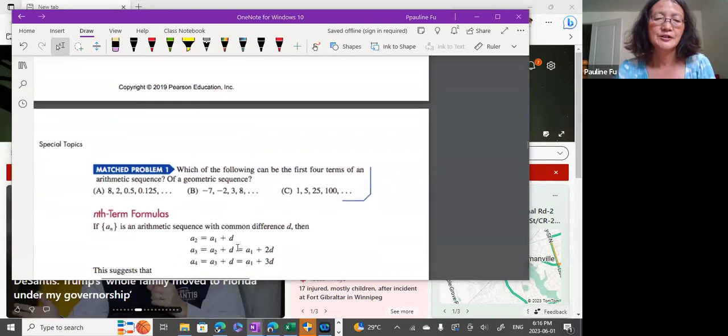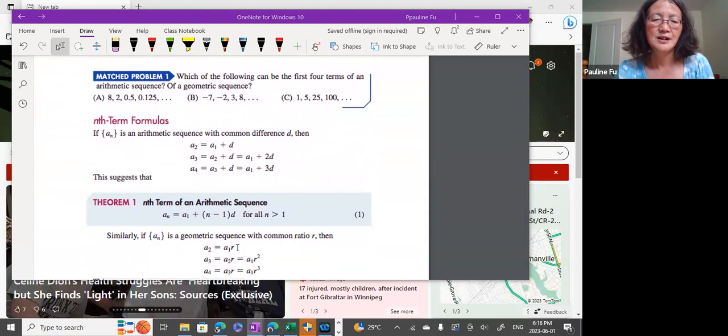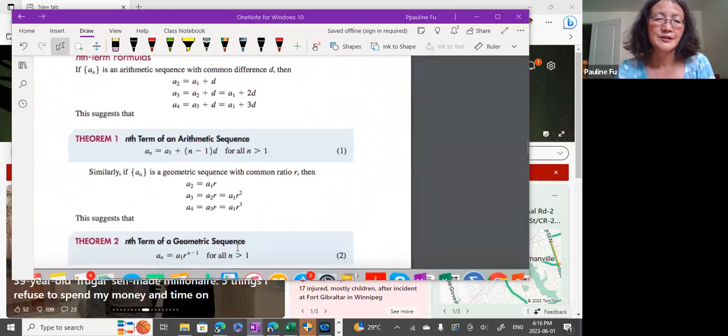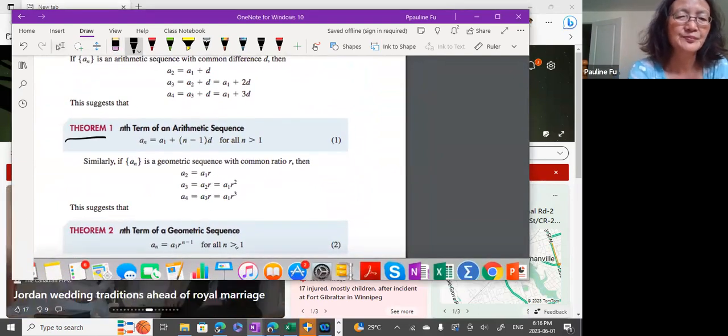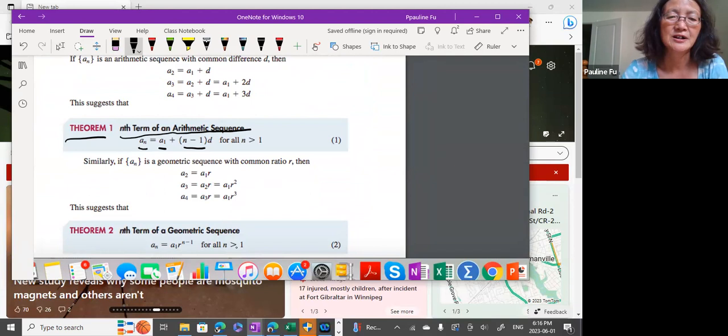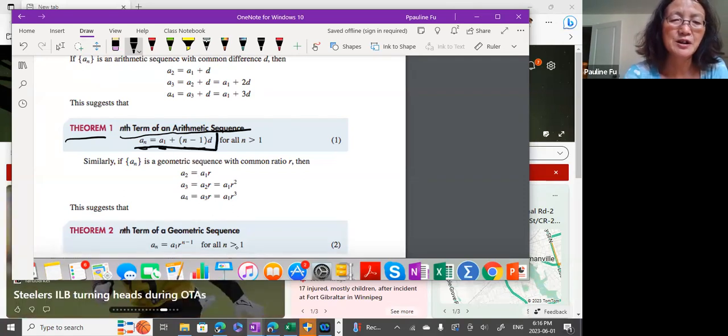All right, let's move on. Let's do theorem 1. The nth term of an arithmetic sequence: an equals a1 plus n minus 1 times d. So this is the property of the formula, and this formula is very important. The nth term of an arithmetic sequence.